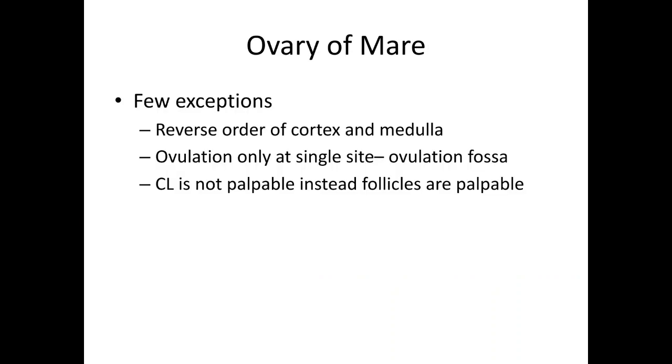In the case of the mare, there are some exceptions: there is a reverse order of cortex and medulla. The medulla is on the outer side and the cortex is on the central side. Ovulation has only one site, the ovulation fossa, while in other animals like sheep, goat, or cow, ovulation can take place at any point of the ovary. Corpus luteum is not palpable, instead the follicle is palpable. Corpus luteum is not palpable because it is present in the medulla, on the inner side of the ovary.